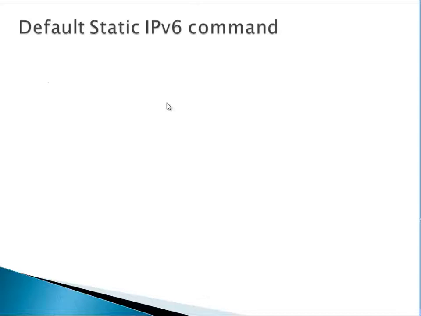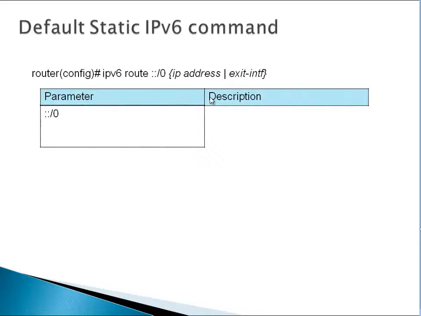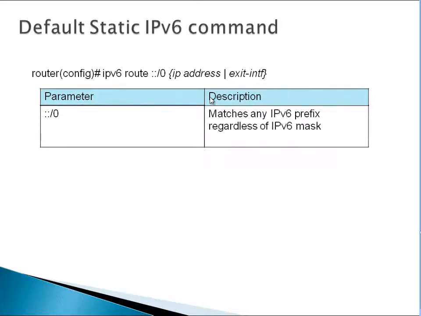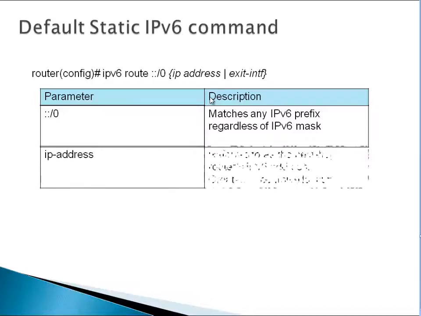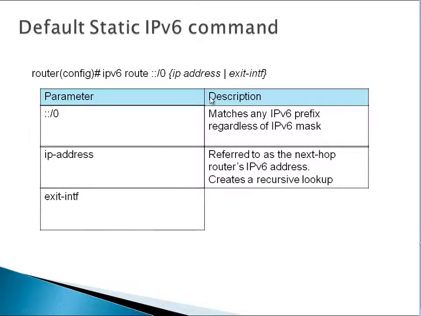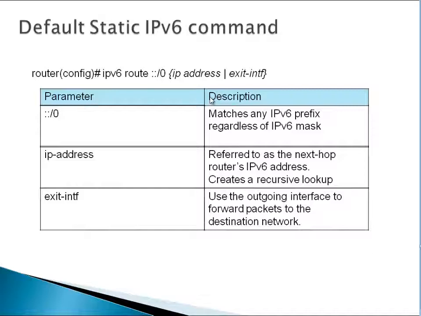Default static route, IPv6 commands. The default in IPv6 we just say ::/0, all zeros, any prefix. And then again the exit interface or the neighbor's IP address. For example, ::/0 matches any IPv6 prefix regardless of what mask they have. And then we talked about the IPv6 IP address and exit interface. Remember, when you do IP address, this will create a recursive lookup.